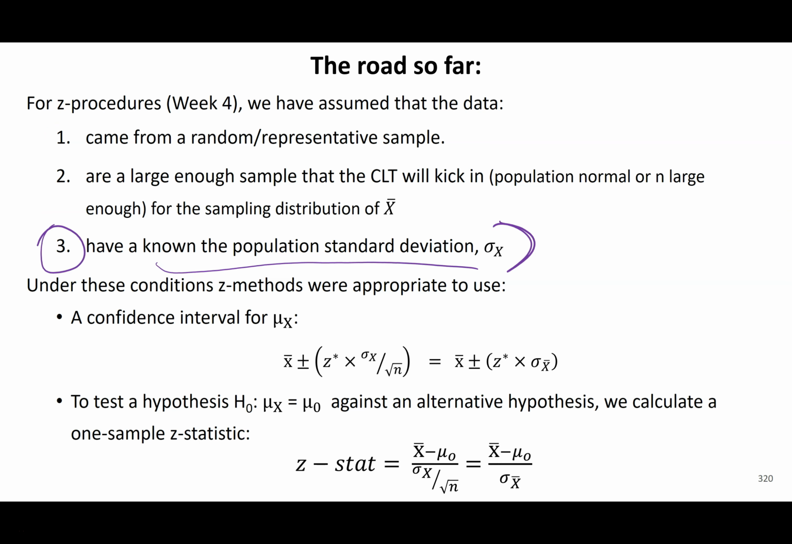It's where we have a known population standard deviation. Most of the time, we are not going to be fortunate enough to know this. So know that that is the key difference between last week and this week. So under those conditions, you can do a confidence interval with that equation. You can do a hypothesis test, calculate a Z statistic, use the Z table or R to get a p-value, and go from there. Now we're going to talk about specifically when we don't have this third condition.